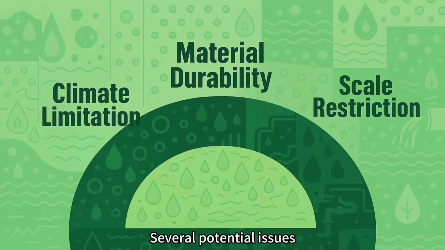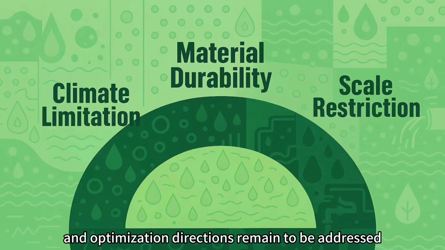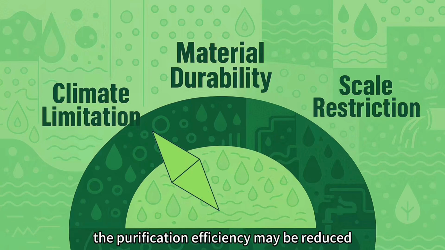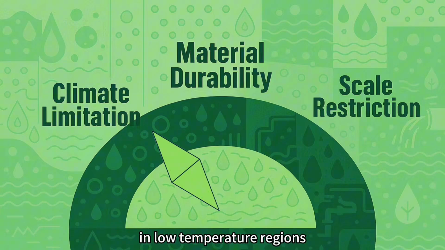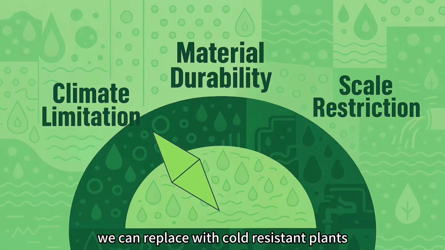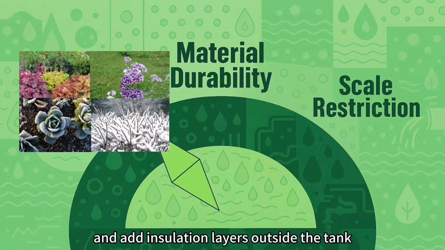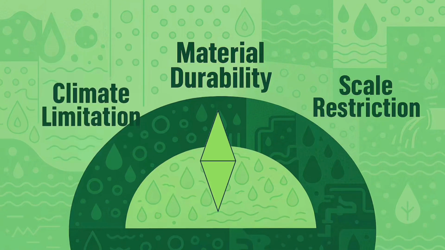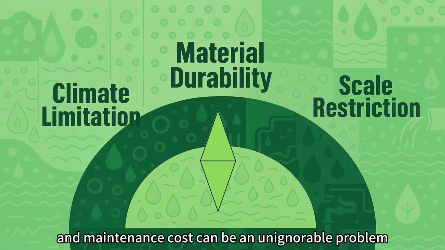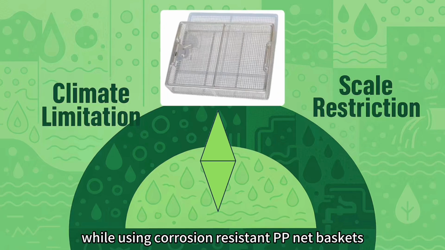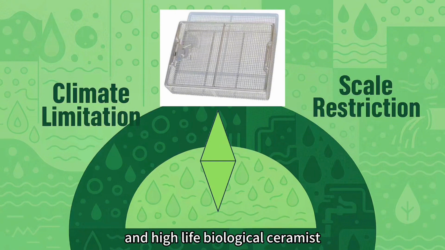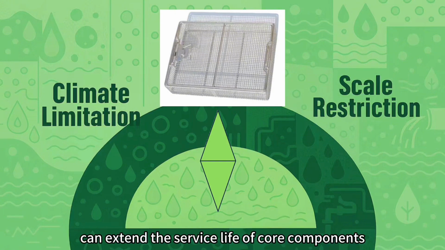Several potential issues and optimization directions remain to be addressed. First of all, the purification efficiency may be reduced in low-temperature regions. To address this problem, we can use cold-resistant plants and add insulation layers outside the tank. Secondly, the frequent replacement and maintenance cost can be an unignorable problem, while using corrosion-resistant PP net baskets and long-life biological ceramsite can extend the service life of core components.